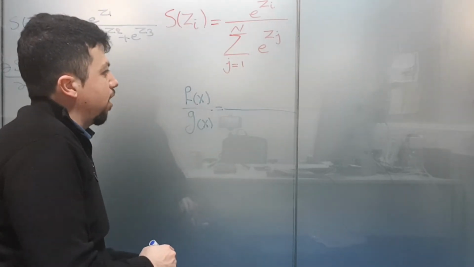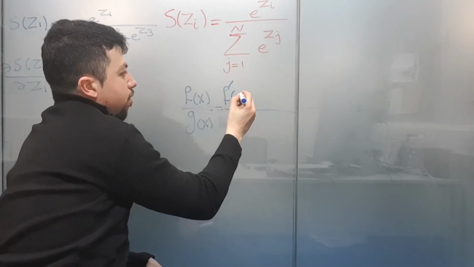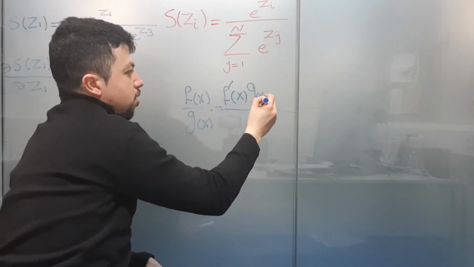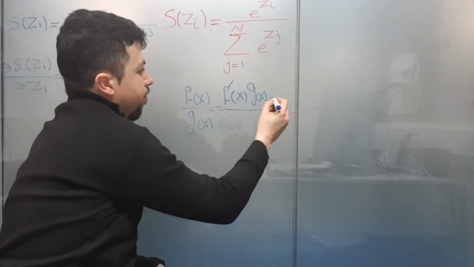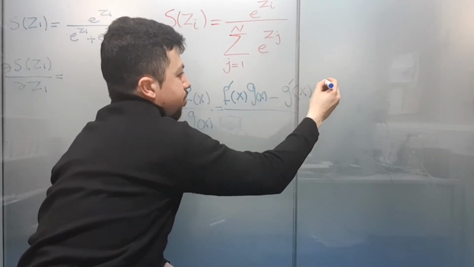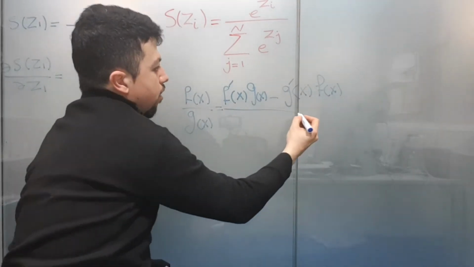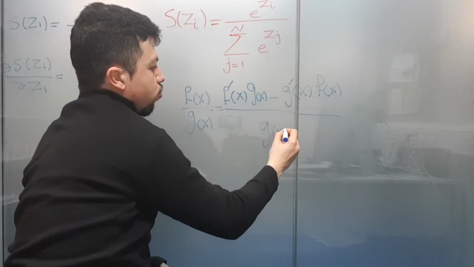Right, so the derivative of the entire thing with respect to x would be the derivative of f with respect to x multiplied by g of x, minus the derivative of g of x multiplied by f of x. Yeah. The entire thing divided by g of x squared.